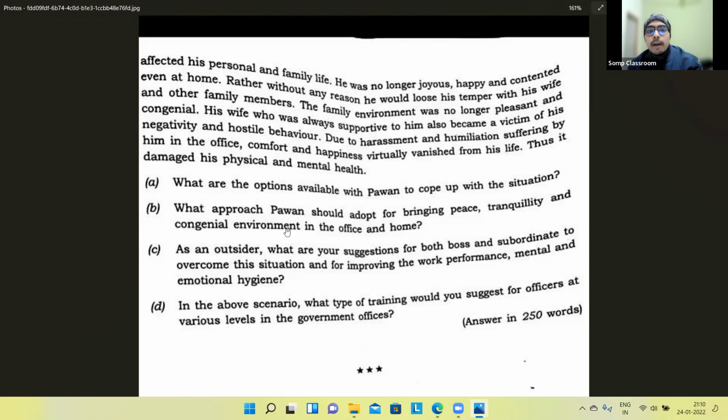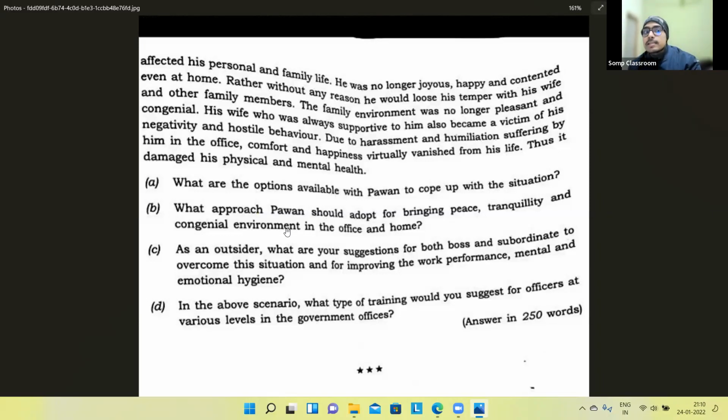Now, what approach should Pawan adopt for bringing peace? Okay, I'm not discussing the question yet. I will be discussing it, don't worry. So here it is asking only for options. Don't try to explain which option he will choose. We will think over it. Right now it has not been asked.